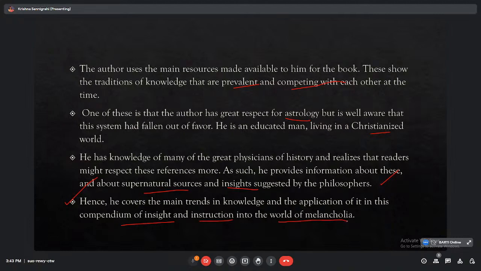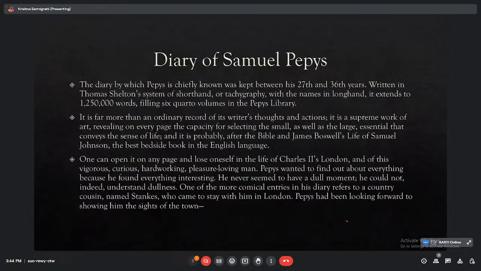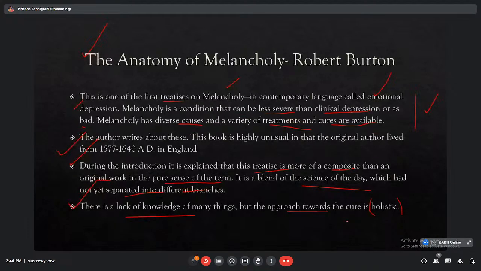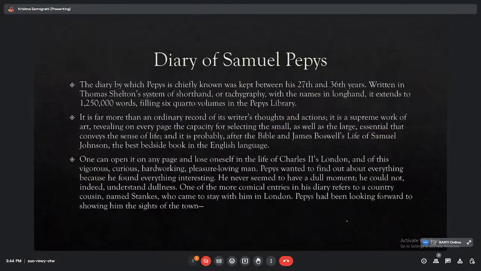So, we have to remember the world which is directed here is the world of melancholia, and the area covered is the main trends in knowledge and the application of it in this compendium of what? Of insight and instruction. So insight and instruction is given in order to create solutions for this world of melancholia, or how to deal with the situation of being in melancholy. So that is what Robert Burton's idea of, as we just discussed, the Anatomy of Melancholy is, and what he does in this particular work. Now, since it was about the world of melancholy and the various aspects of it, that is why it can be counted as an example of non-fiction.